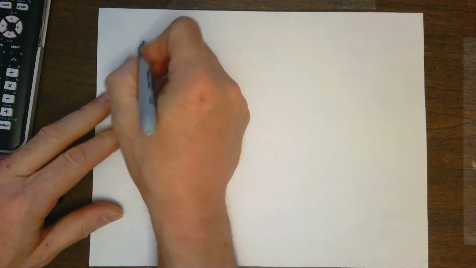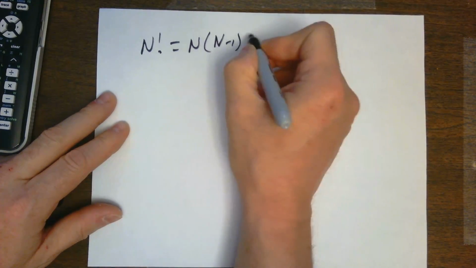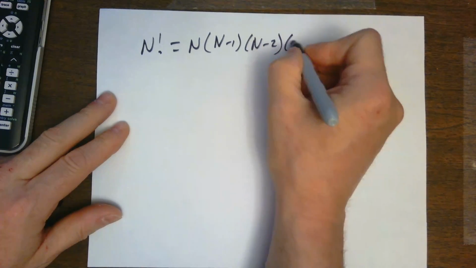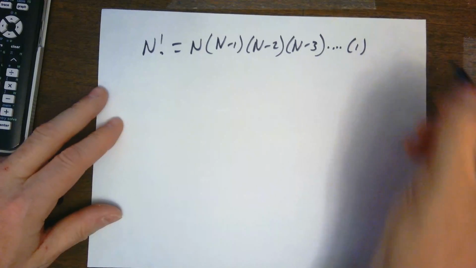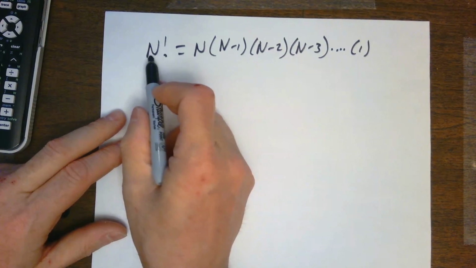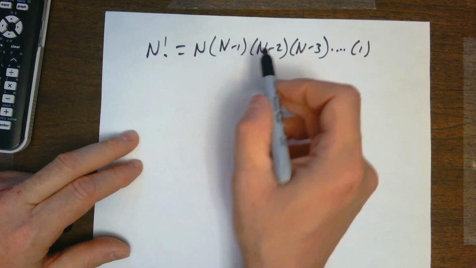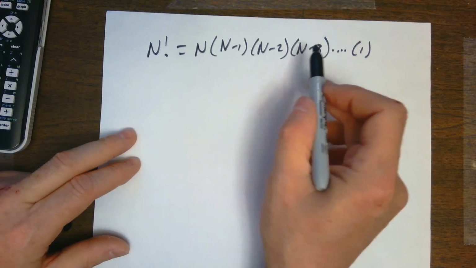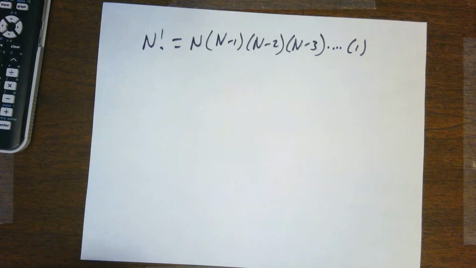N factorial is n times n minus 1 times n minus 2 times n minus 3, all the way down to 1. So n factorial, like 12 factorial, would be 12 times 11 times 10 times 9 times 8 times 7 times 6 times 5 times 4 times 3 times 2 times 1, all the way down to there. So that's factorials. And you might see factorials appearing in your series and sequences.